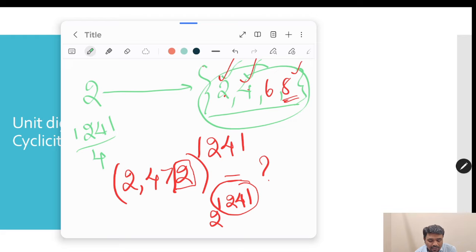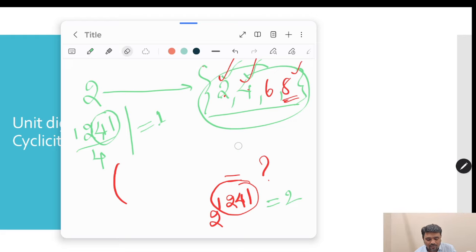To get the remainder, I need not worry about the entire number. If you know the divisibility rule of 4, it is nothing but the last 2 digits. You have to check the last 2 digits. So 41, when 41 is divided by 4, what is the remainder? That is nothing but 1. That means my answer is the first of this cycle, that is 2.